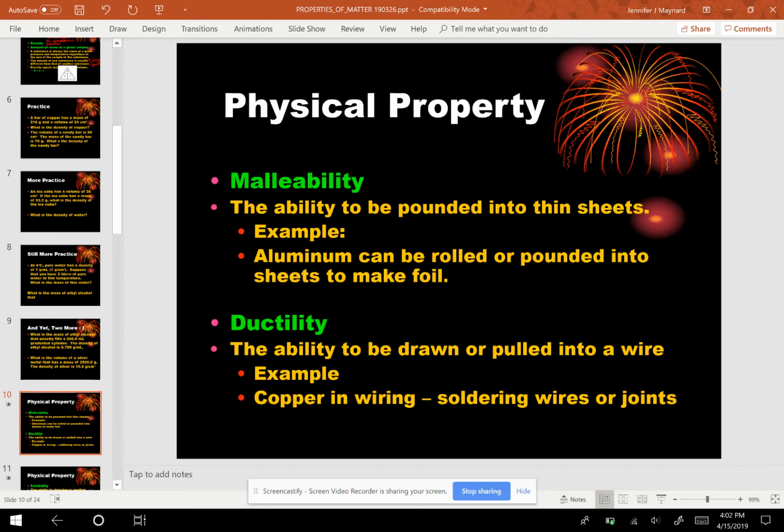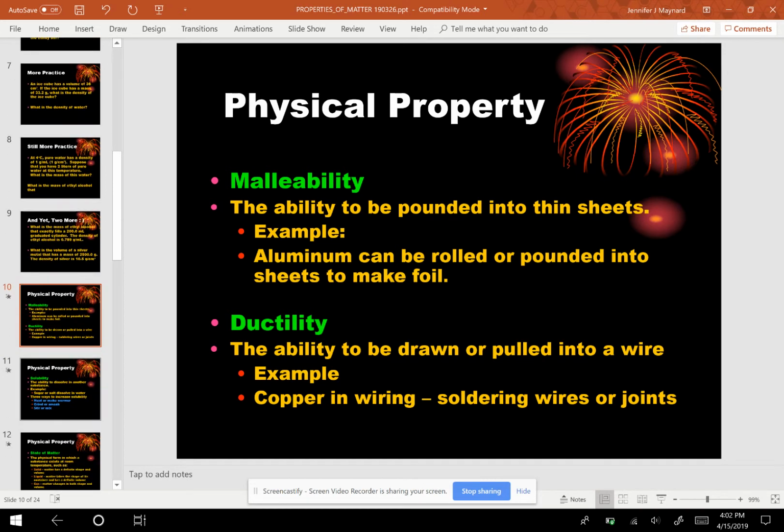Ductility is another physical property. It's the ability to be drawn or pulled into a wire. For example, copper wire, or anything that's made into a wire. It's an actual physical property of metals.